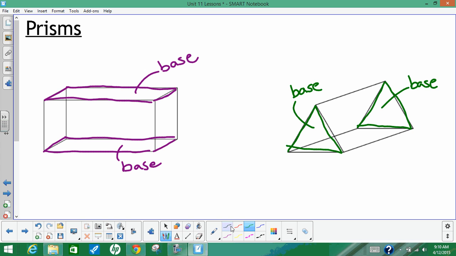And then these prisms have a height. So that is the distance between the two bases. So in this triangular case, the height is how long that line is. In this rectangular case, the height is how long that line is. And we're going to use these dimensions to find surface area and volume, which we'll talk about in the next video.